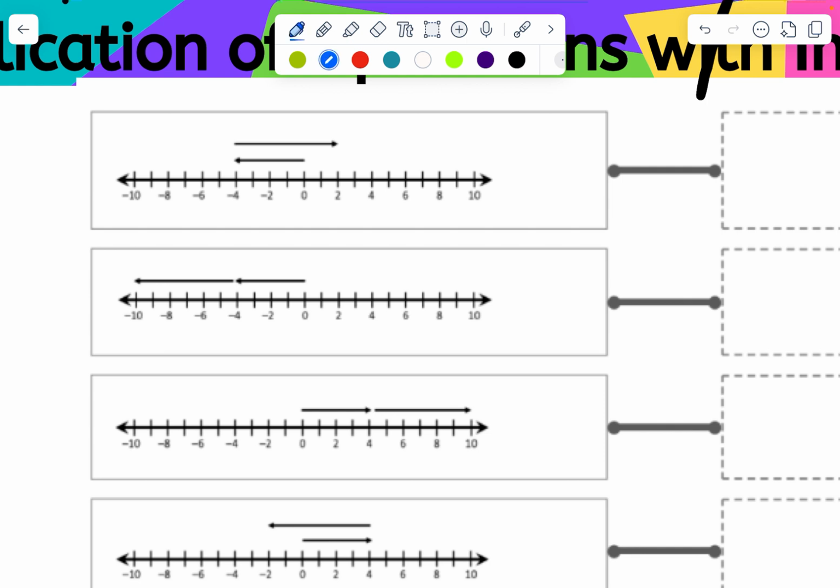So we start at 0 and we go to -4. So that's a -4. Then we come back from -4 and we're coming to the right. 1, 2, 3, 4, 5, 6. So this is +6. So our expression here would be -4 plus 6 equals a +2.